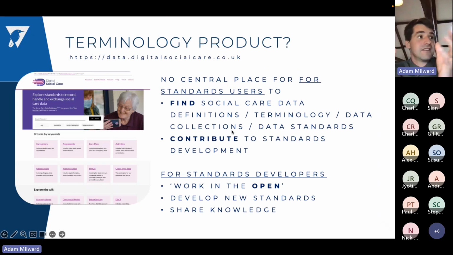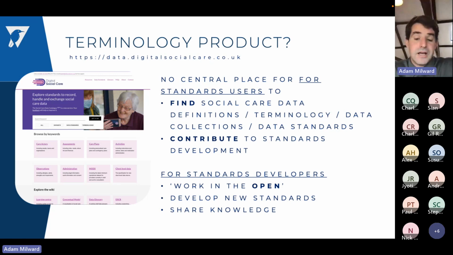So just to set a little bit of context for the project and the terminology product, if you haven't been on these calls before. The terminology product is available on data.digital social care. So why is this being created? Well, I guess it's because there was no central place for data standards for users to come and find social care definitions, terminologies, collections, data standards. There's lots of standards distributed, so lots of good work going on across the community, but there wasn't that central place to bring it all together.